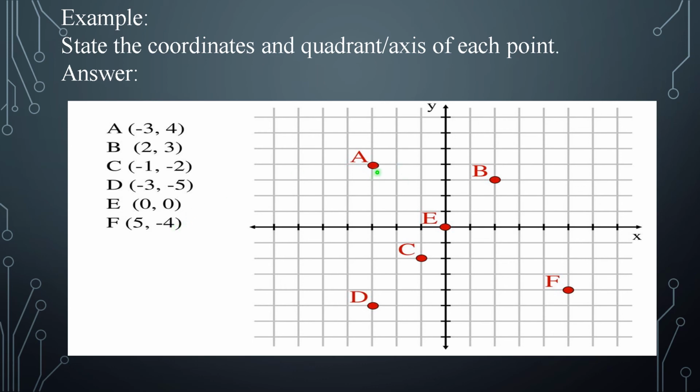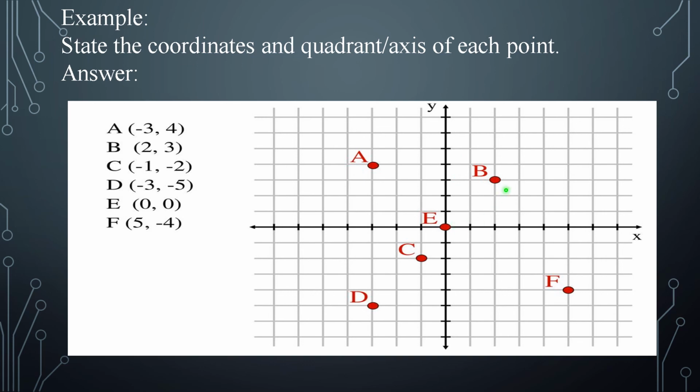Now, let's find out the quadrant. For A, as you can see, this is the first quadrant, this is the second quadrant, this is the third quadrant, and this is the fourth quadrant. So A falls under the second quadrant. In the second quadrant, the x-coordinate is negative and the y-coordinate is positive. Negative 3 is negative, that's the x-coordinate. 4 is positive, that's the y-coordinate.